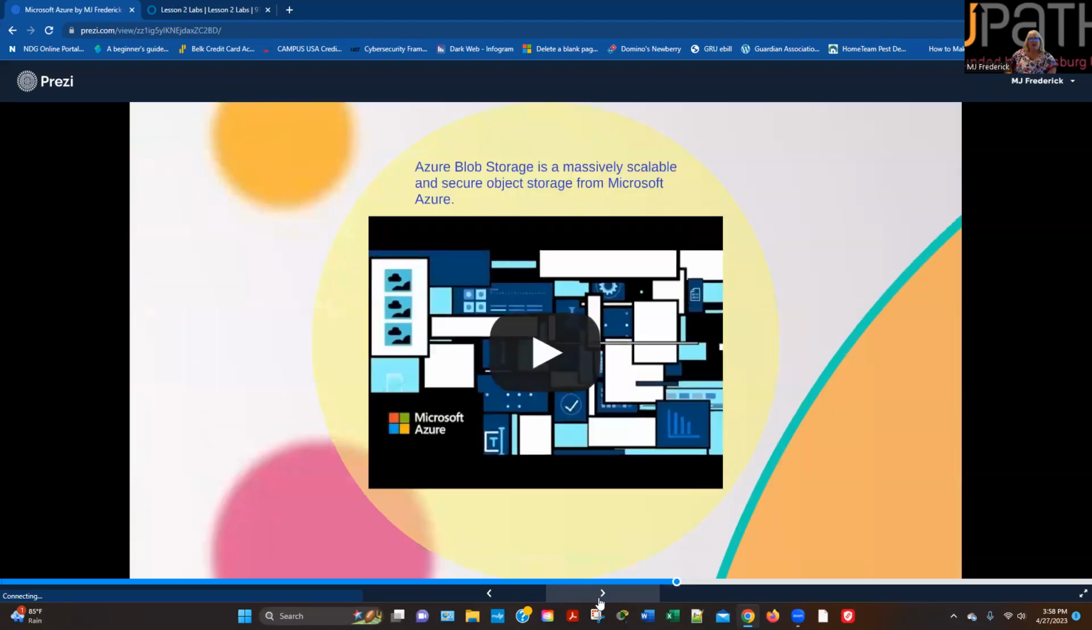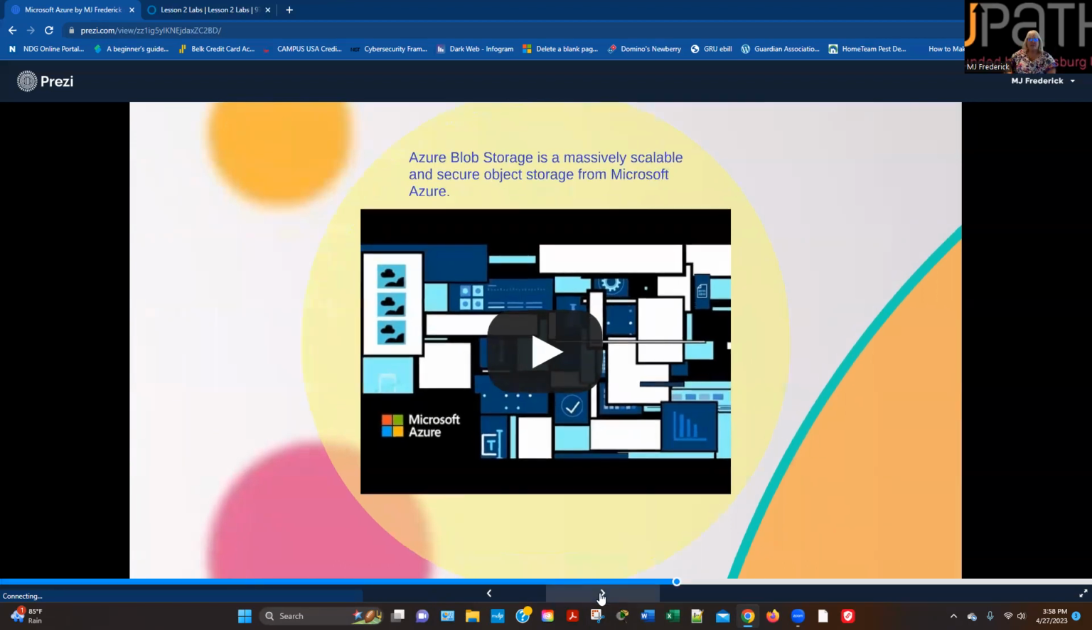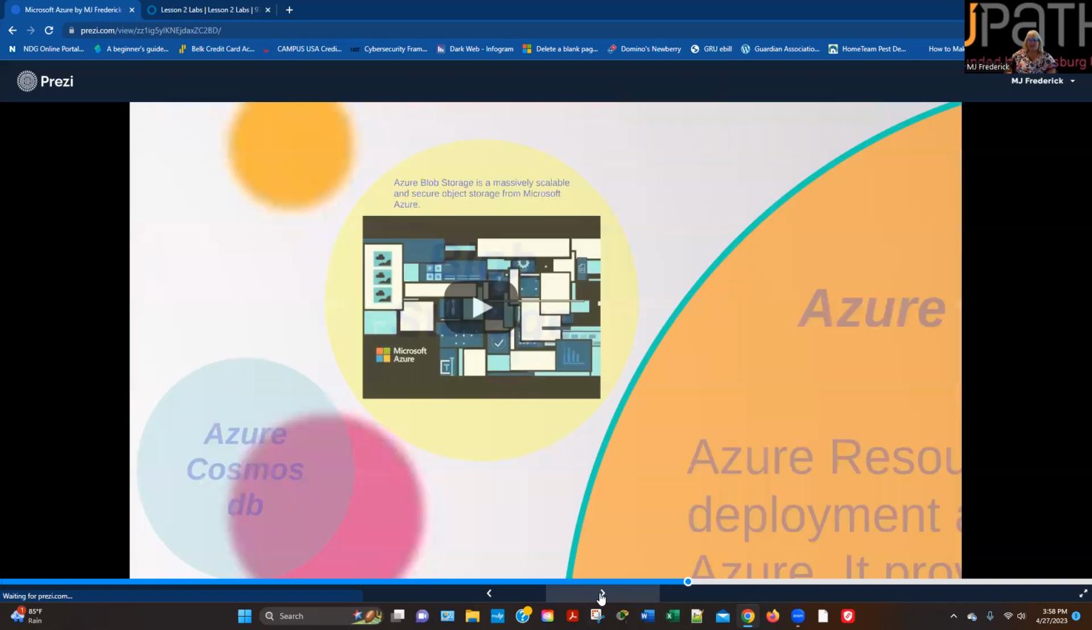Okay, well, let's look at blob storage. So blob is just a massively scalable and secure object storage from Microsoft Azure. You can have a number of things put into your blob, and I have a video for that. But if we don't always just want a blob storage and we want to containerize and put specific things, we have the capability of doing that as well in Azure.